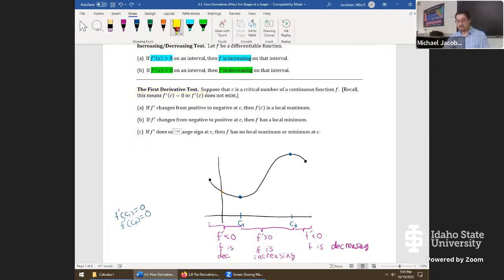The first derivative test won't just be used in this section. We're going to use it again in section 4.7 when we're dealing with optimization type problems, where we're looking for maximums and minimums in real world applications. It says, suppose C is a critical number of a continuous function f. We have two critical numbers on our graph, C1 and C2. So that means the derivative is 0 or the derivative fails to exist.